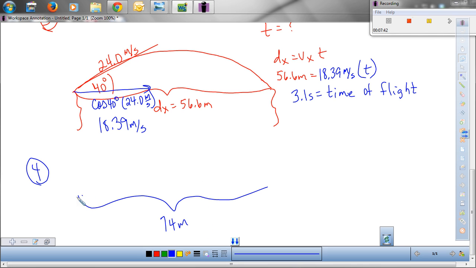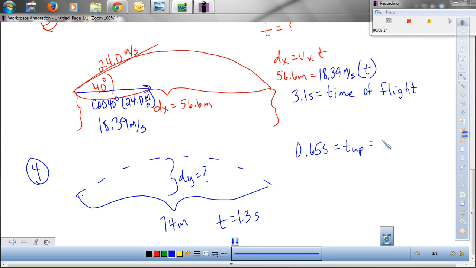So I'm assuming that they're going to do this right here, and they're looking for that right there. I'm going to read it again and make sure I'm not having some issues. Assume that he started and landed at the same height and was airborne for 1.3 seconds. What height from the starting point did this daredevil achieve? Okay, if he was in the air for 1.3 seconds, he went up for 0.65 seconds. The time up, and that's also the time down.